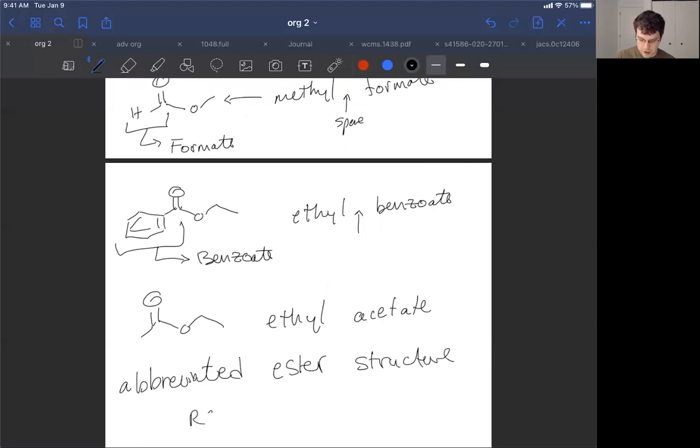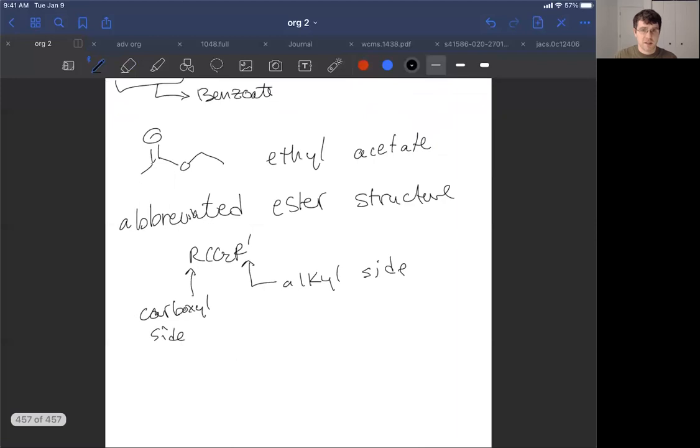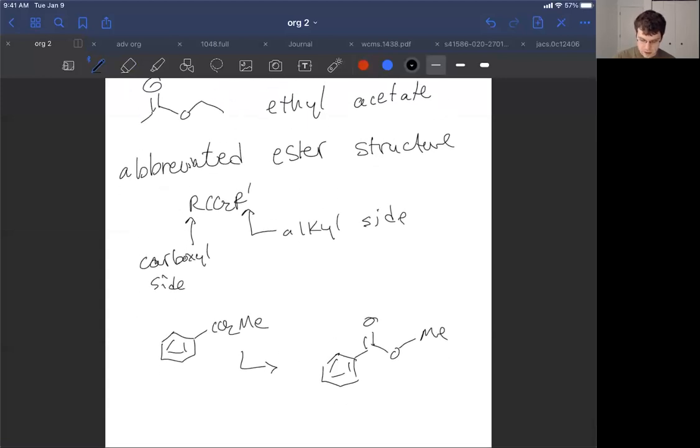Where we have R, CO2, R prime. Now the R that's closer to the carbonyl, that's our carboxy side. And the R prime is our alkyl side. That's the side that's closer to the oxygen. It's very similar to the carboxylic acid shorthand. So if I had this molecule here, that would be benzene, carbonyl, O for the ester, attached to a methyl group. So that would be methyl benzoate, not the opposite.